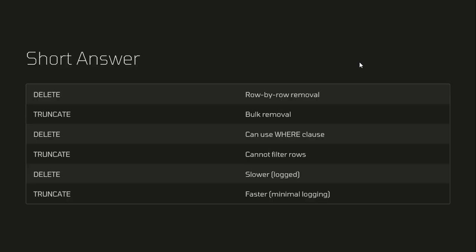So, you can see delete is row by row removal, truncate is bulk removal. Delete can use a where clause, truncate cannot filter rows. Delete is slower while truncate is faster.